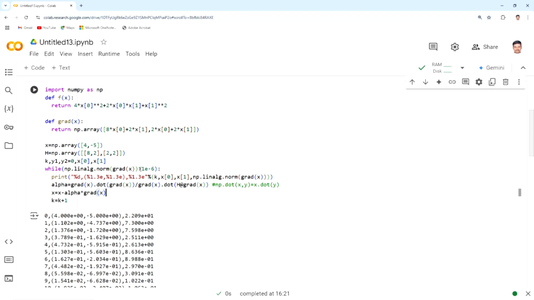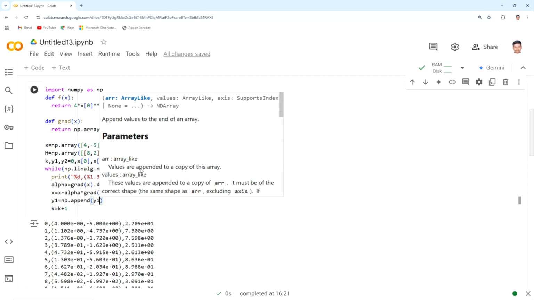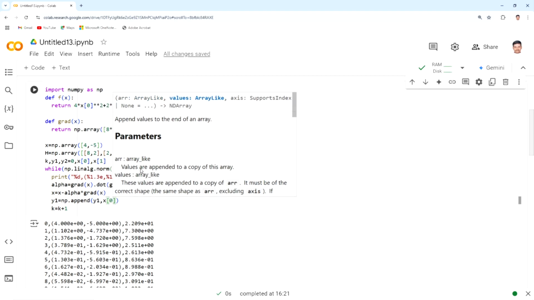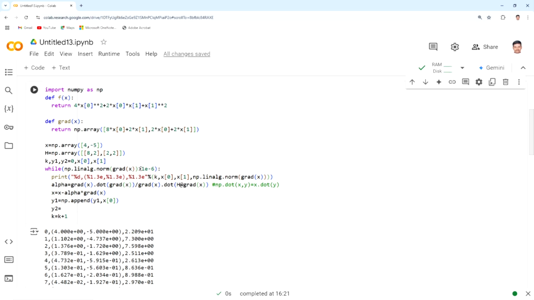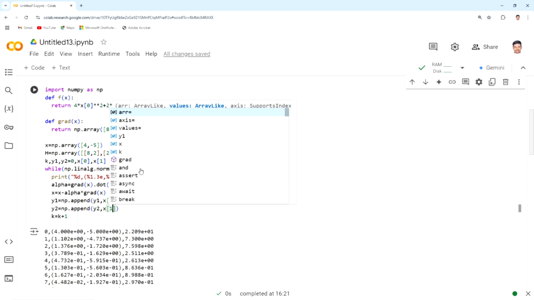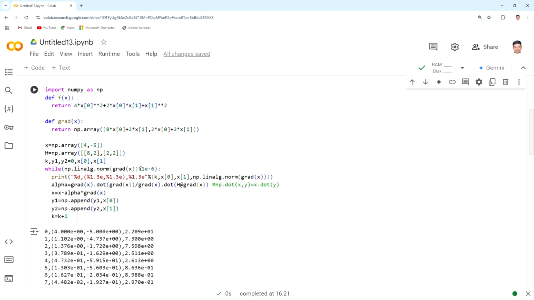And at each point I will append y1 comma x of 0 and y2 is, okay. And since we have the vector of y1 and y2, we can now plot, we first plot and then show.